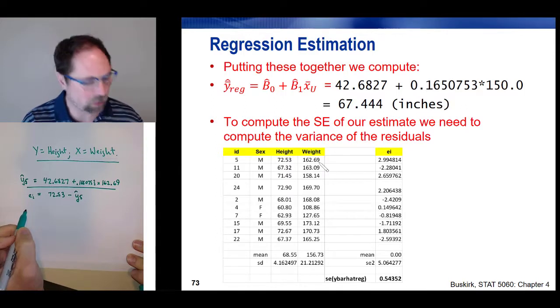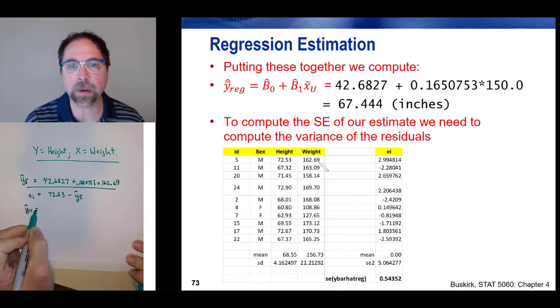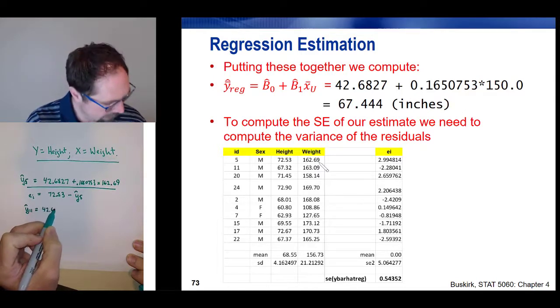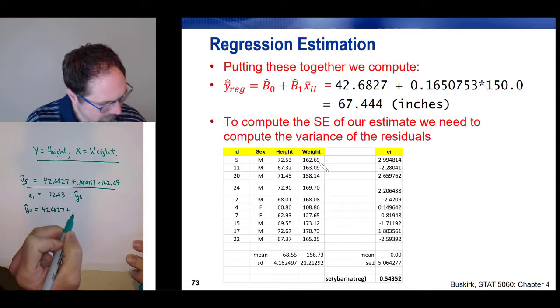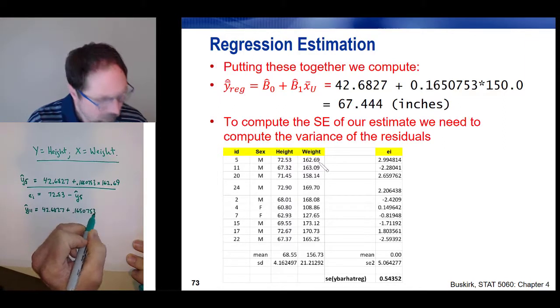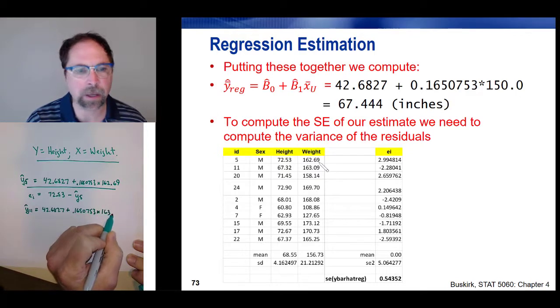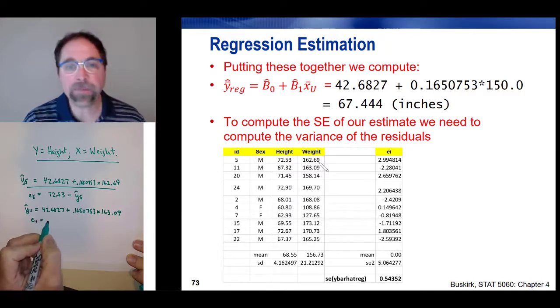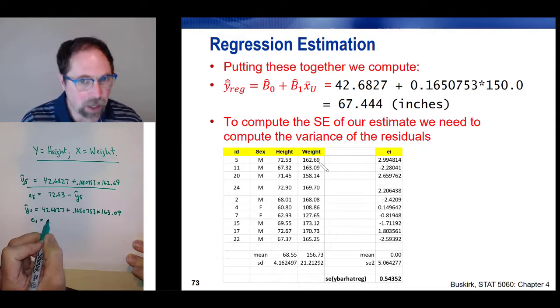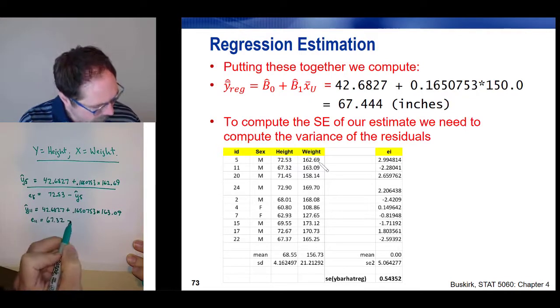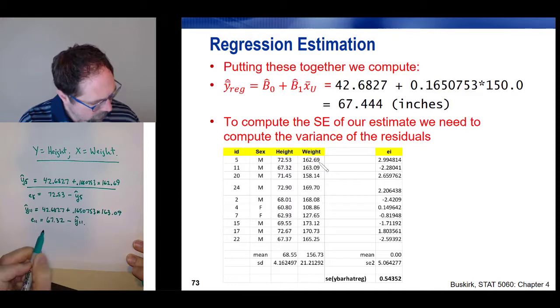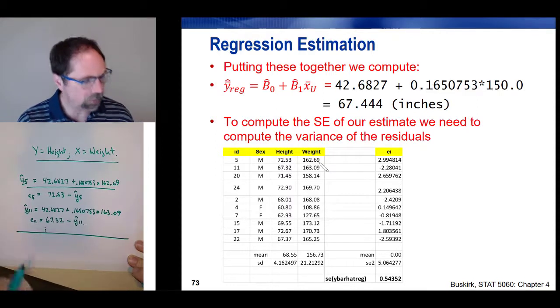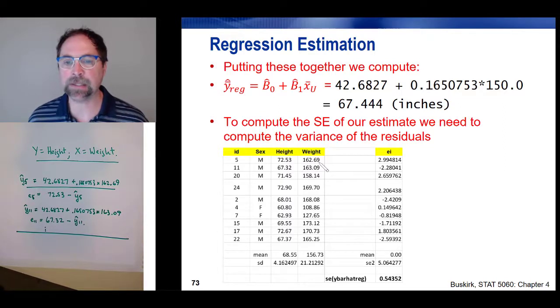I'm going to do this for every one of these. So we'll do one more. Y hat 11 is going to be 42.6827, or sorry, plus 0.1650753 times the weight variable 163.09, and that would be e5. The e11 would then be the value that you get for this sampled element on the height variable, the one we observed, 67.32, minus the value we estimated from the regression equation, and so on and so forth. Once I've calculated all of these e's, I can then take the variance of them, which is exactly what I get if I do this part here.